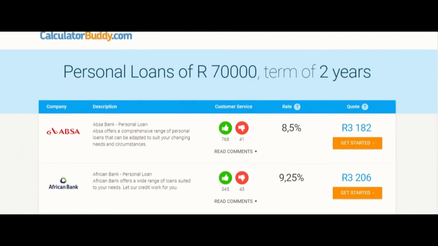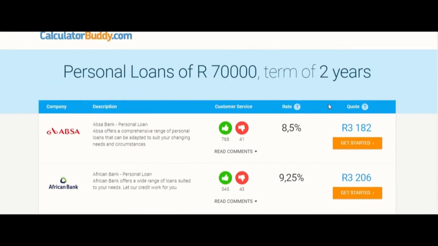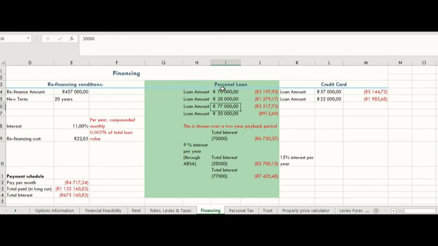Going to calculatorbuddy.com, a comparison website, it takes rates from all over and compares them to one another. The best rate I found was a personal loan from ABSA. In these cells over here, different loans are then considered. I rounded it up to 9% per year, just to be on the safe side. And this is then the payment over the next 2 years per month. For interest sake, I calculated the total interest that is paid over the 2-year period for that personal loan.